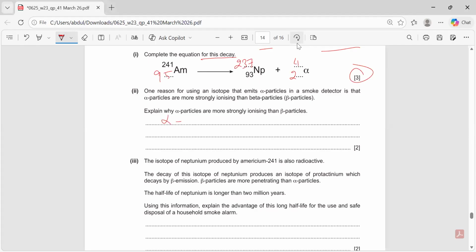Alpha particles have more charge than beta particles. One point. Second point, alpha particles have greater kinetic energy than beta particles. 2 marks.